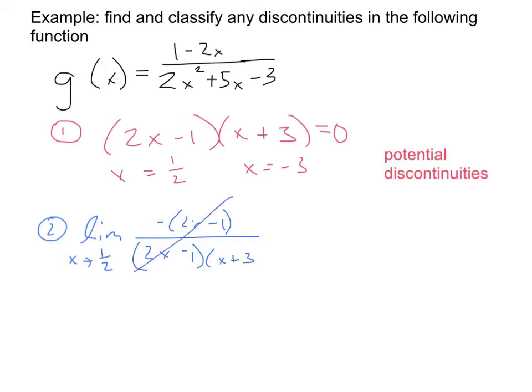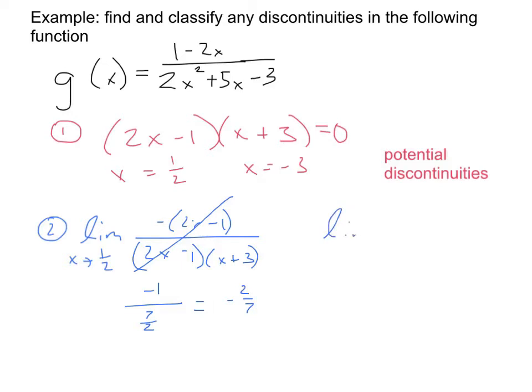Now, when I plug in 1/2, I'm going to end up with negative 1 over 3.5, which is 7/2. So that means my limit is going to be negative 2/7, right? So that means my limit existed, which means it's not non-removable. But let's sort of move on and do the other part of this one.